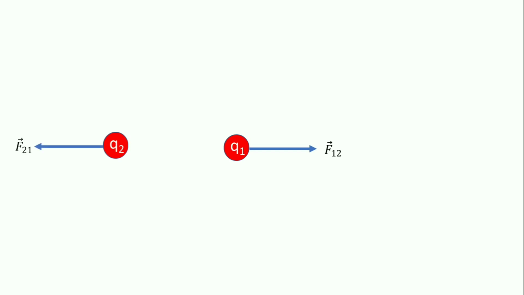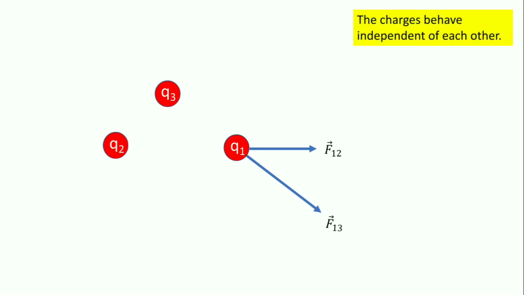But now we don't consider force F21, we just consider the force upon charge q1 only. Similarly, if I bring another positive charge q3, then it exerts a force F13 on charge q1. So here the superposition principle of electrostatics says that the force F12 is never going to affect the force F13. These forces have independent effect on charge q1. So we can say the charges behave independent of each other.